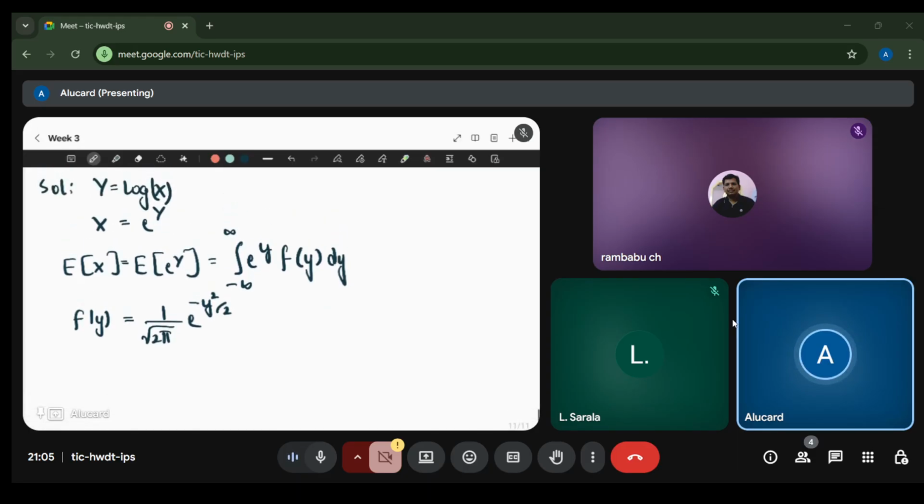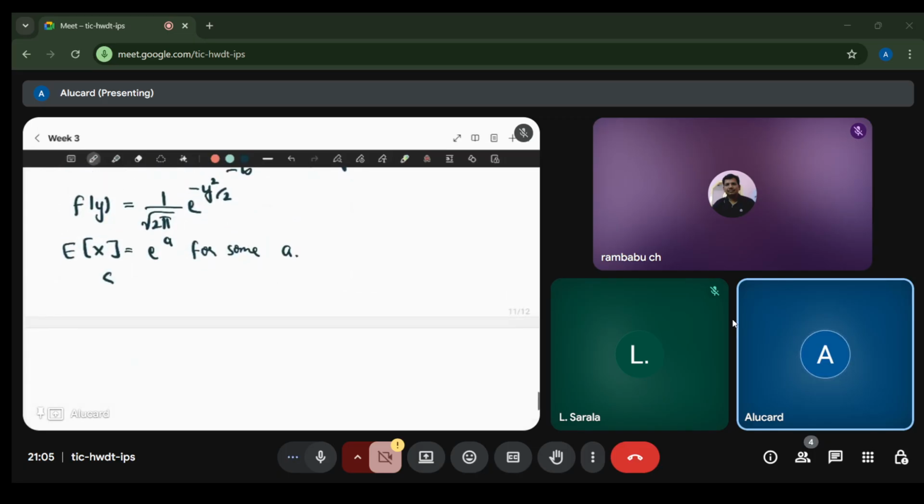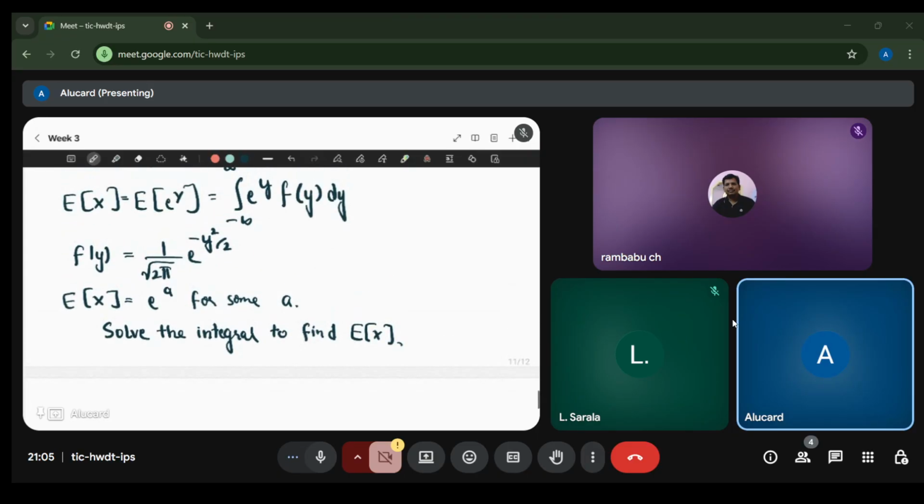Once you solve the integral, you'll get E of x is e power a for some a. So solve the integral to find E of x. I have eliminated the answer 0 for you. So you have to find out whether it is 1, e, or square root of e. That you'll get by solving the integral.